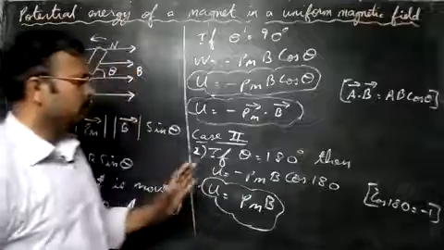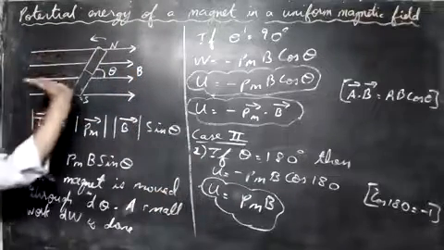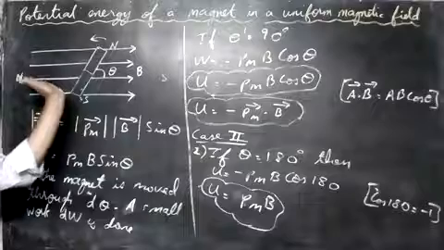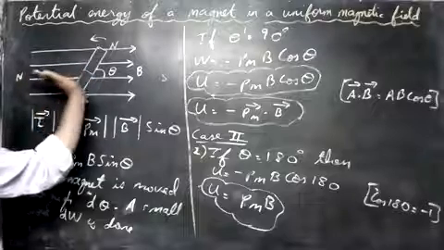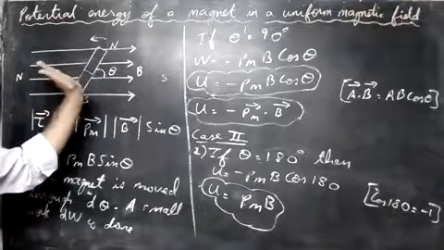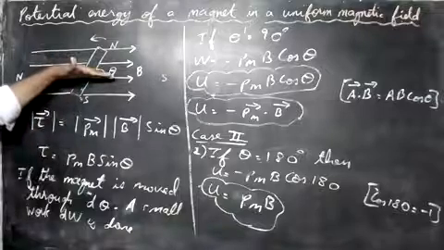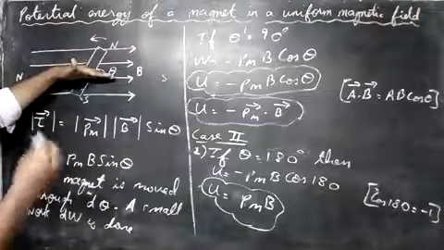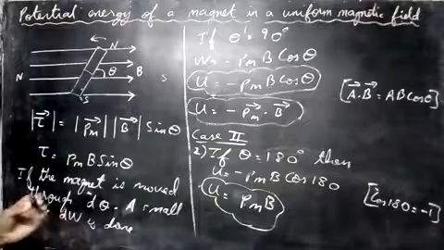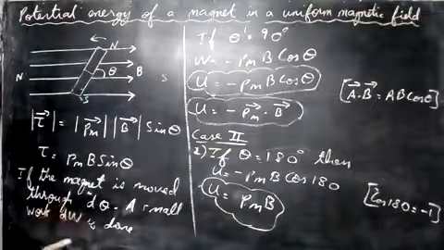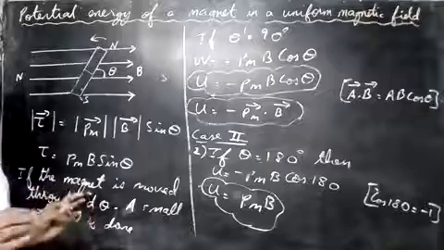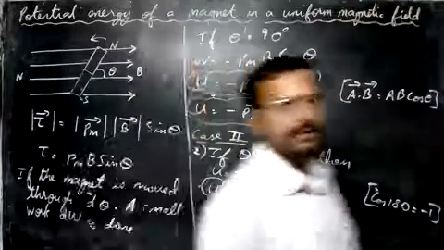Theta of 180 degrees means the magnet is in the opposite direction. Remember, this is the north pole on this side and this is the south pole. So when the magnet is anti-parallel, we get the maximum potential energy. If it's parallel, then theta was 0 degrees, as we saw in the first case, and we have the minimum potential energy. So this is about the potential energy of a magnet in a uniform magnetic field. Kindly go through the equations. It's a very simple thing, so go step by step and note it down. Thank you for watching.